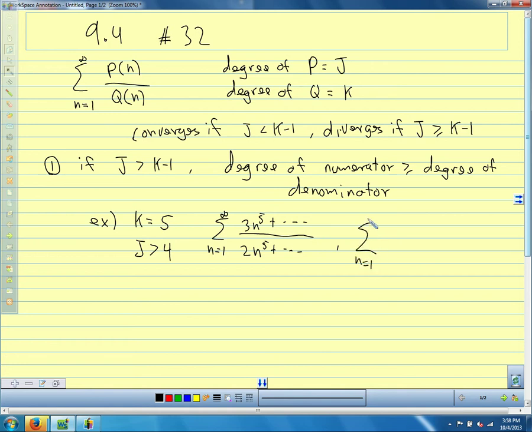So n equals 1 to infinity here. Just another example, say 3n to the 7th plus the rest of our terms over 2n to the fifth plus the rest of our polynomial. Well, in this case, we can use the nth term test. If we look at the limit of the nth term of any of these series, that limit is not going to be 0. Here the numerator is larger, so our limit is going to diverge. And when the degrees are equal, the limit is going to be the ratio of the leading coefficients. So our limit is not 0. So by the nth term test, these will diverge.